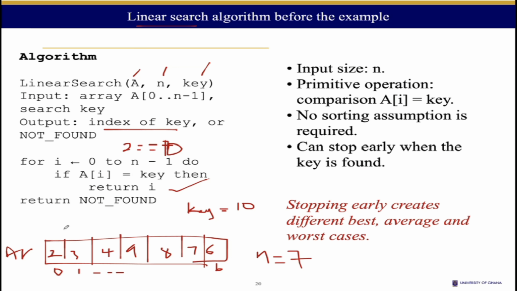So we'll move from here to index 1. Then we'll see 3 there. Is 3 equal to 10? No. We'll move to index 2. Is 4 equal to 10? No. Is the next one equal to 10? It will also be no. Is 8 equal to 10? It will say no. We'll go to index 5. It will say no. We'll get to this last one. It will say no.